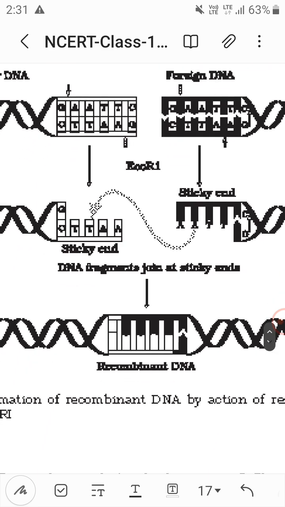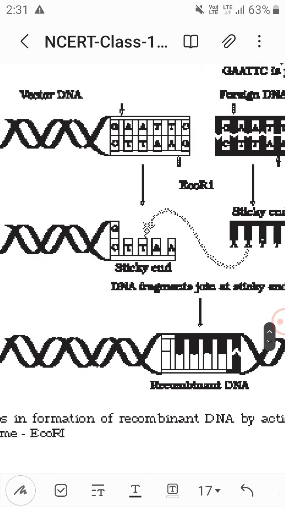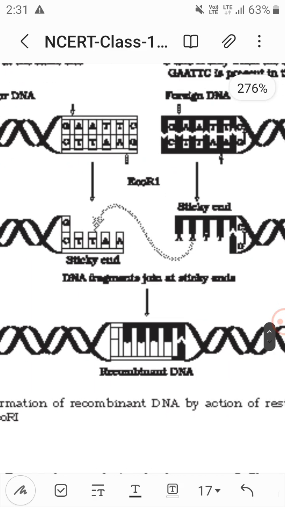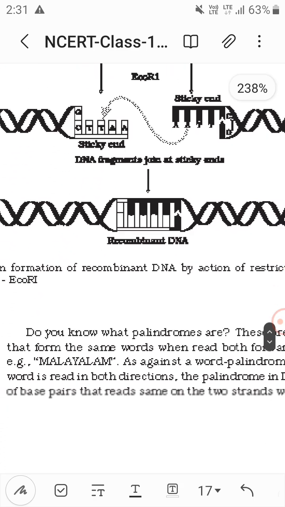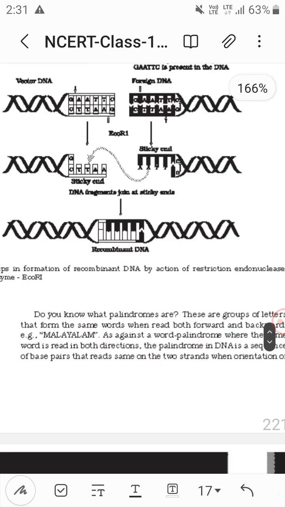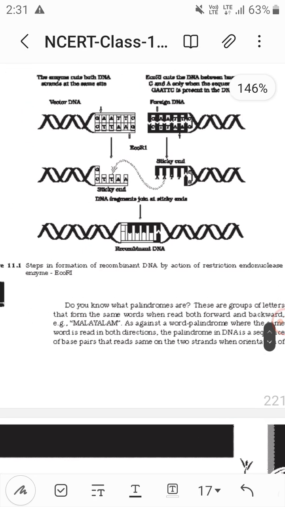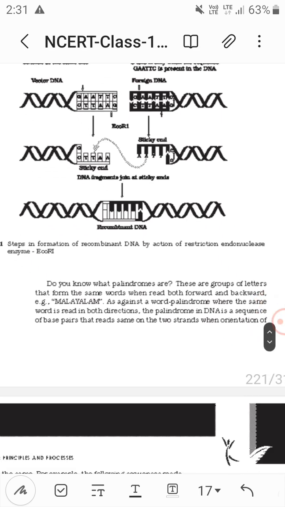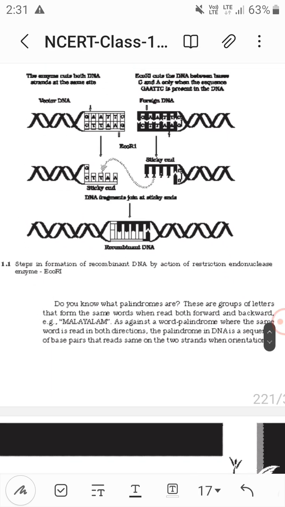Now DNA fragments join at sticky ends. You see, TTAA, AATT. Now recombinant DNA is formed. Let's see the steps in formation of recombinant DNA by action of restriction endonuclease enzyme EcoRI.